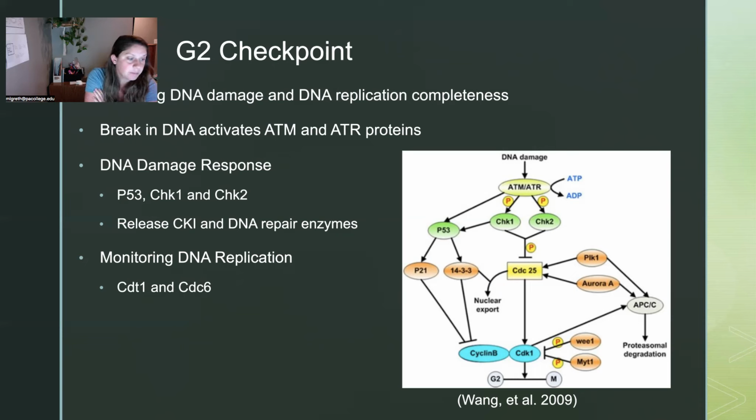In addition, the P53 also induces the transactivation of the P21, which also is an inhibitor for the cyclin B. Here, it's also monitoring the DNA replication. Replication origin firing is controlled by the CDT1 and the CDC6 proteins. When these are phosphorylated, replication is initiated, but then these proteins do go through degradation so that they cannot replicate from this origin again.